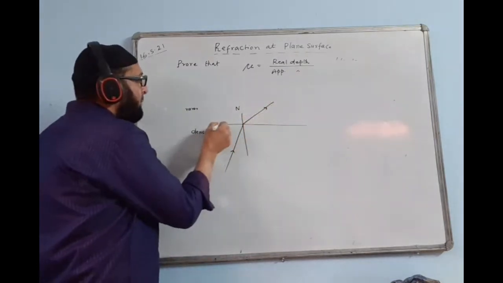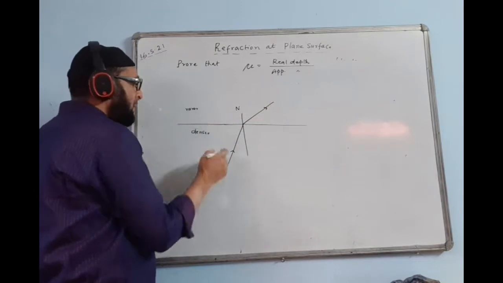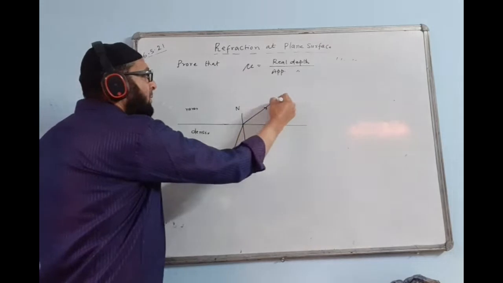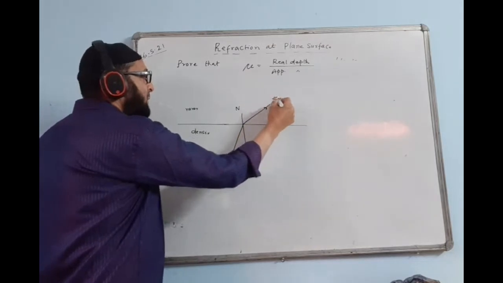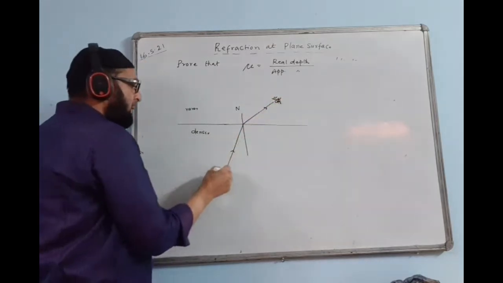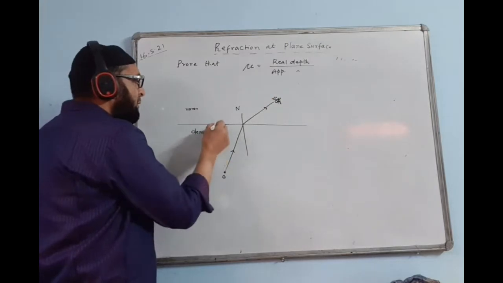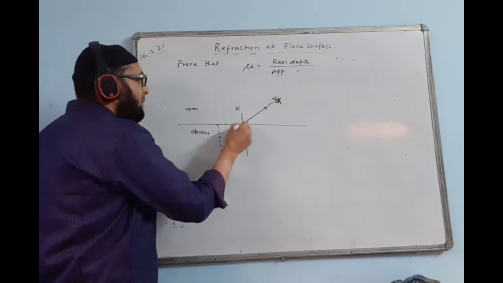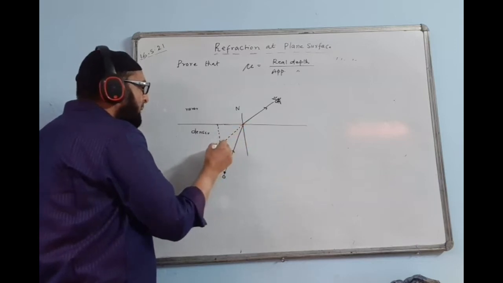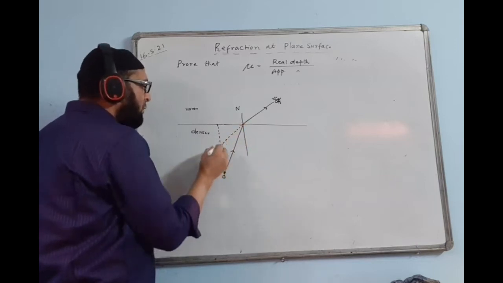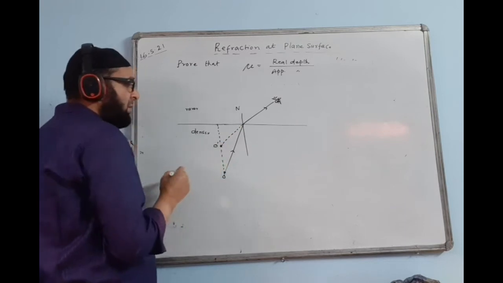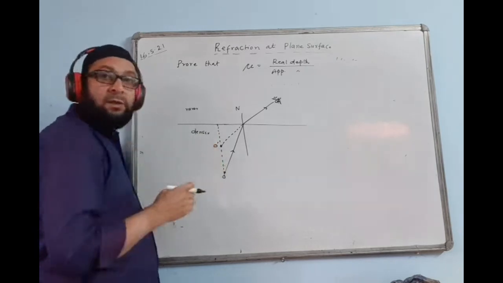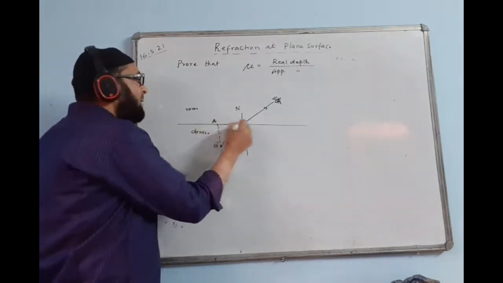What is called real depth? Here is the object, and here is the observer who is seeing this object from the rarer medium. This object will appear to be raised. We draw a normal here, a line like this. This ray will come here and will make the image here. This is O. The image is formed at O dash. Here is the object, but the image is formed here above it. The position appears raised. I'll mark this as A and this one as B.